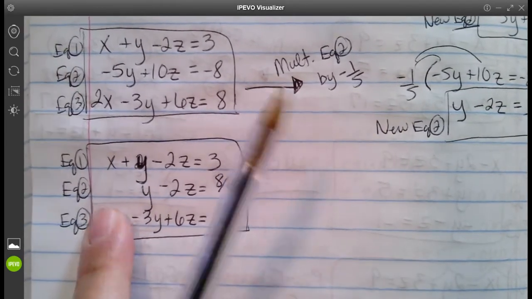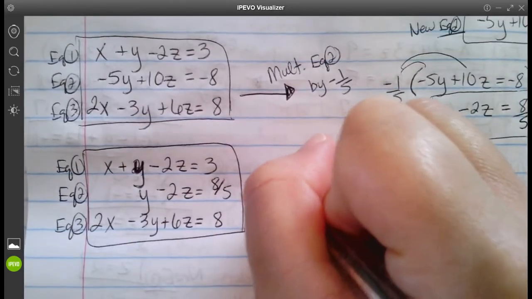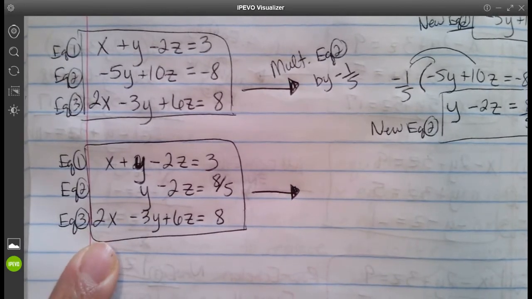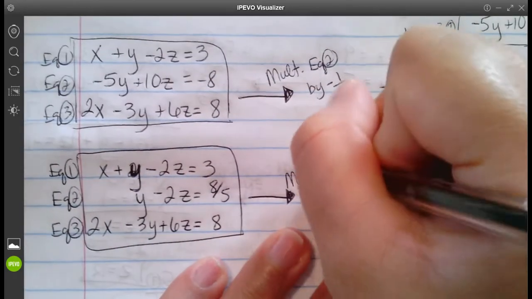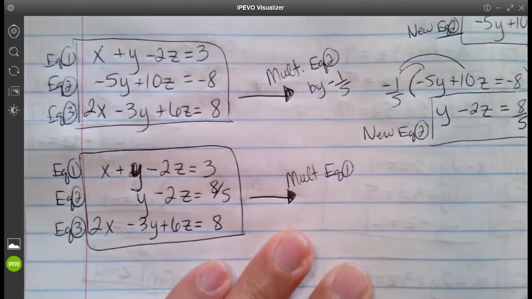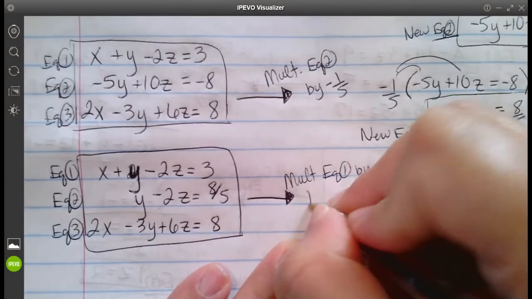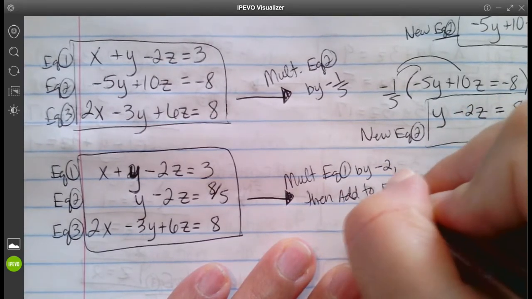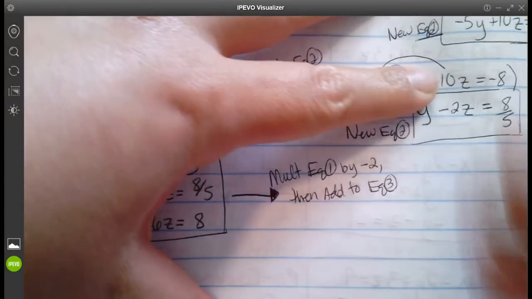We got to get rid of 2x and the 3y, okay? So we're going to do the same thing we did in the problem before. To get rid of that 2x, you have to add it to negative 2x, right? So we're going to multiply equation 1 by negative 2, and then add to equation 3. So let's do that.